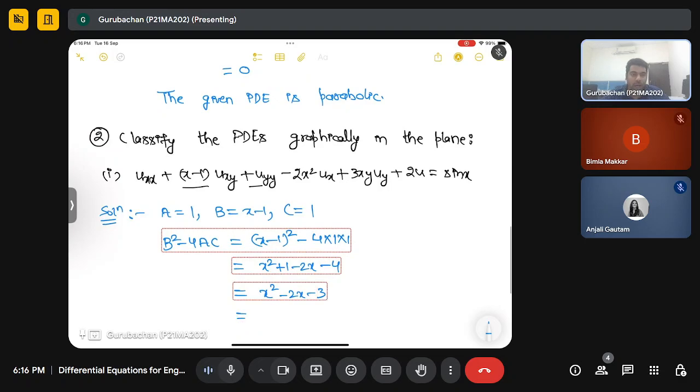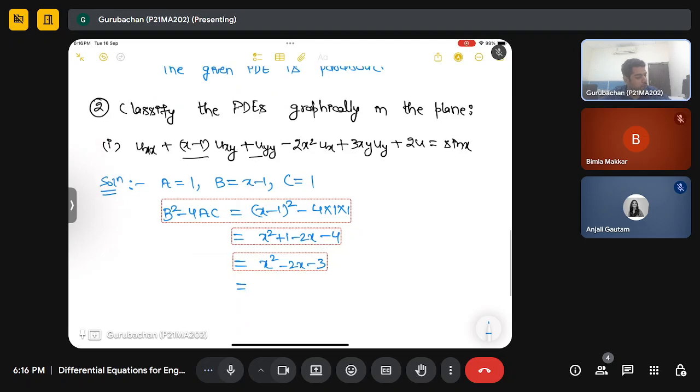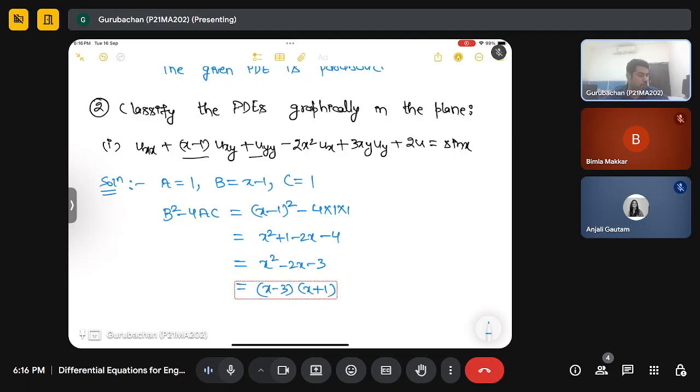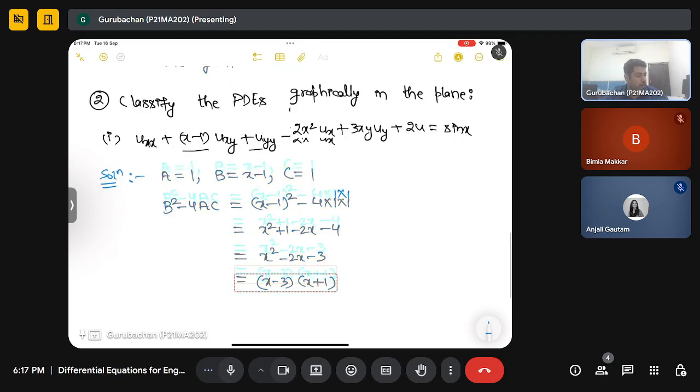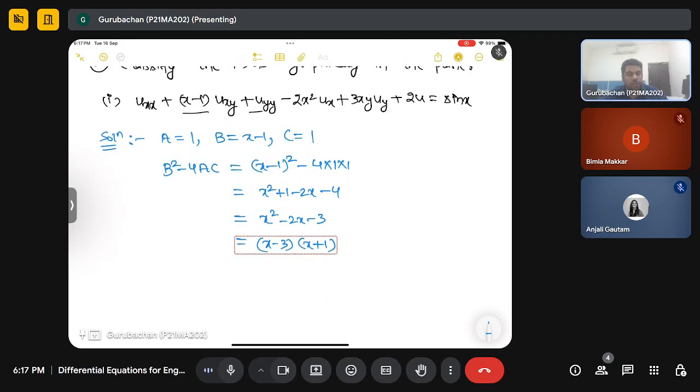So on behalf of this x, where this expression is positive or where this expression is negative, we can judge under which classification this PD is going to fall. So this expression has the following factorization. If you observe, there are two roots, 3 and -1, whose sum is 2 and product is -3. So we have to judge when it is positive and when it is negative.